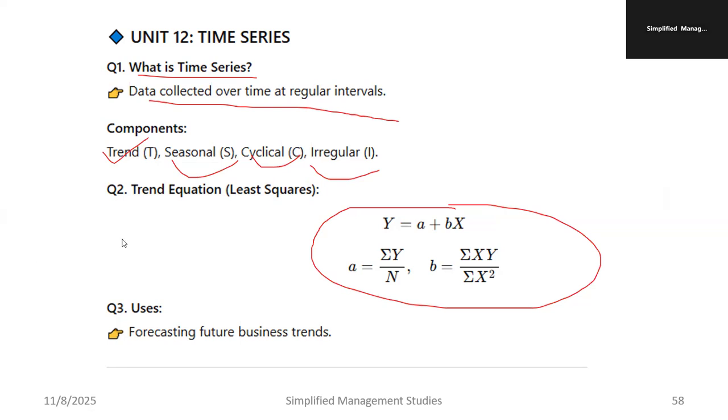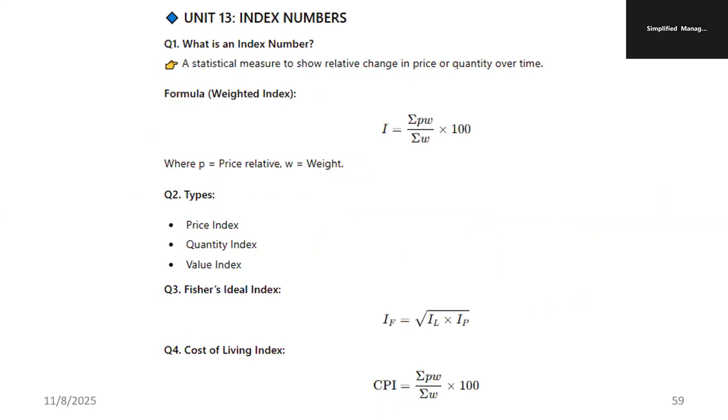Okay. So index number is also important. What is index number? A statistical measure which shows relative changes in the price or quantity over time. That is called the index number. Formula is given: I is equal to sigma PW by sigma W into 100, where P is known as price relative and W is known as weight.